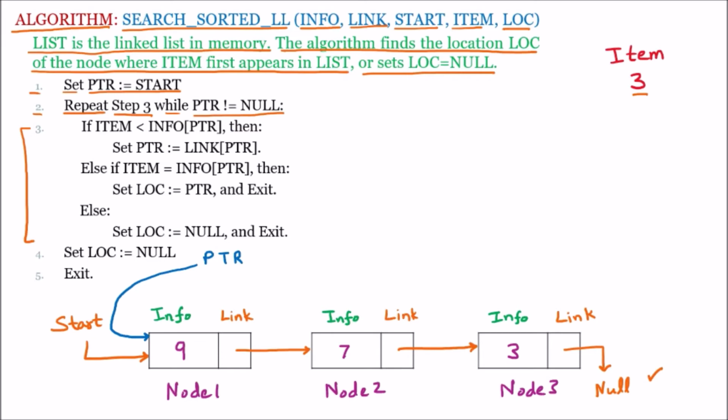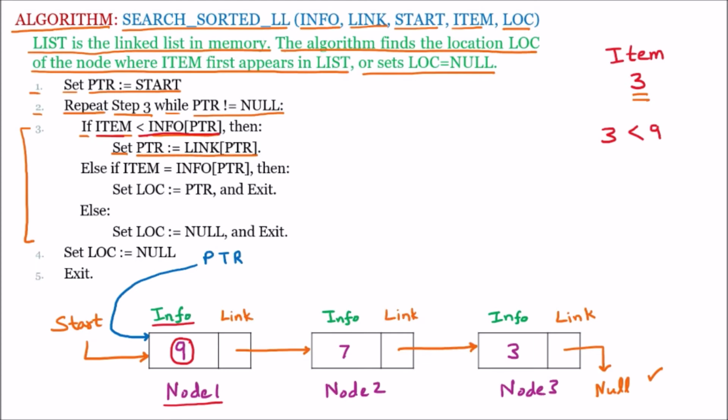So first of all we are checking if item is less than info PTR. We know that the item is 3 and we are checking the info PTR. PTR is pointing to node 1 and node 1 info part is 9. So here we are checking that item is less than info PTR. That means item is 3 and 3 is less than info PTR which is 9. Obviously 3 is less than 9. So we will execute the next line. As it is true, it will come down and say set PTR is equal to link PTR.